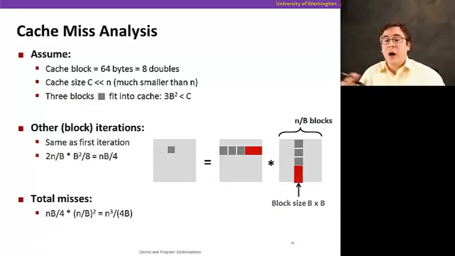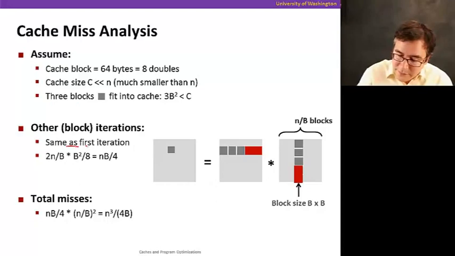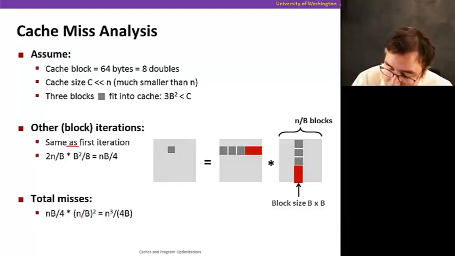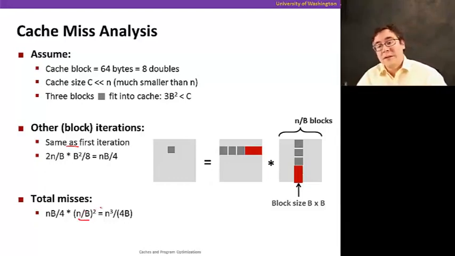When we do this over all iterations, all of the ones are going to be the same as the first one. We're going to do this, but now since we're doing this in blocks, we're doing n over b squared. That would be the number because we're going to do this once for each block. But now we're going to do fewer times. We're going to do n over b times squared.